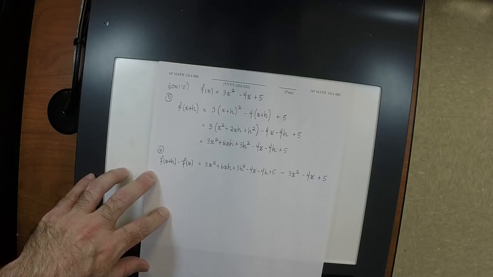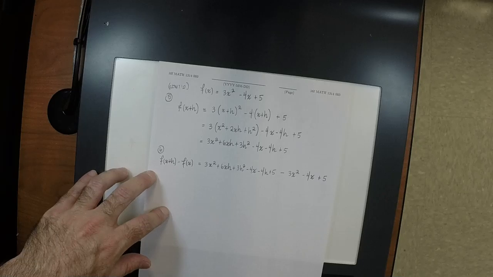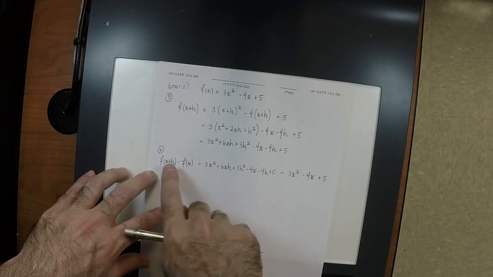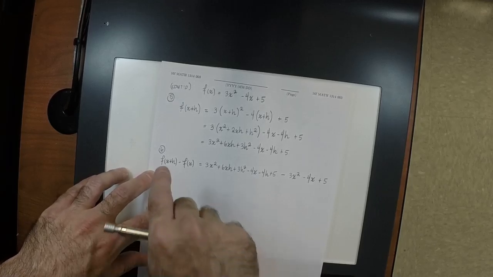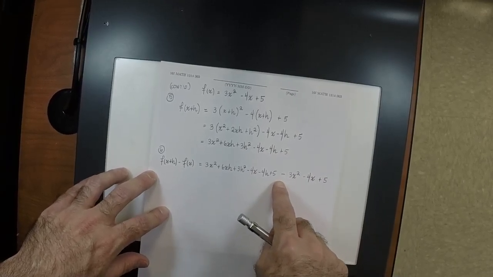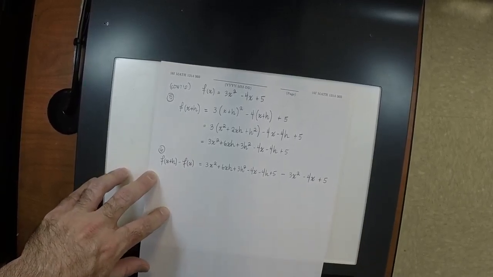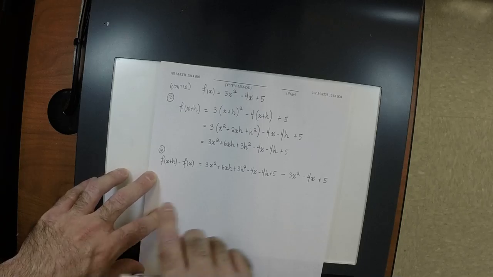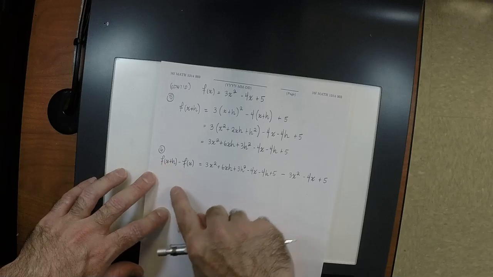This is not right. What's not right about this? Why is this not right? Look, it said f of x plus h, so I wrote f of x plus h. And it said minus, so I wrote minus. And then it said f of x, so I wrote f of x. But this is an expression. This thing is an expression, and I was substituting pieces into it.